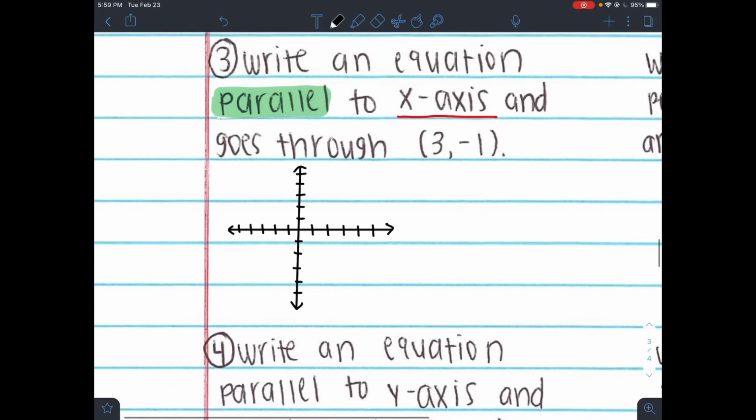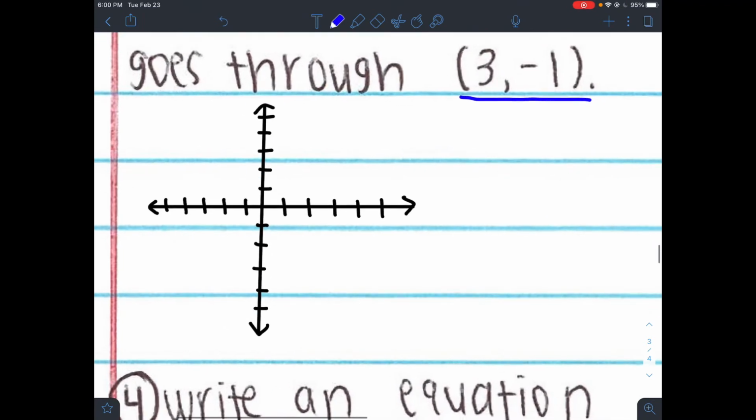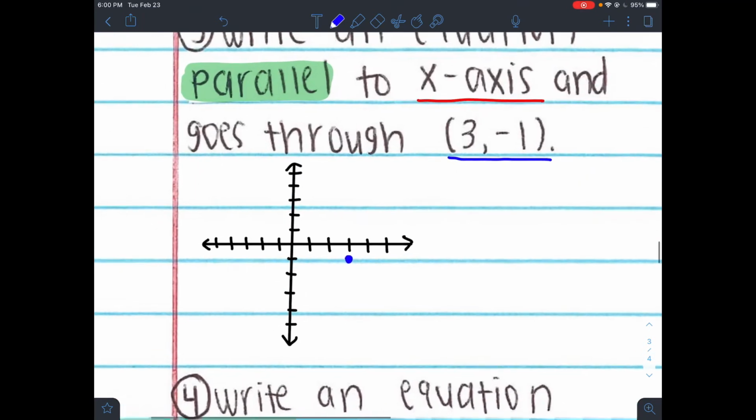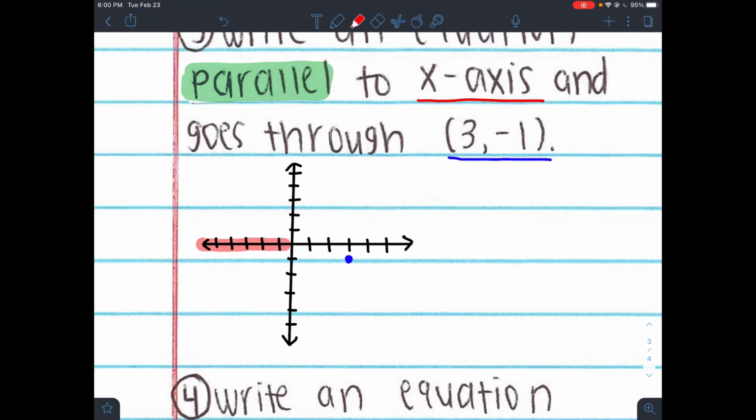All right, so we want it parallel to the x-axis, and we want it to go through the point 3, -1. So I'm going to go ahead and plot that point, 3, -1. Okay, so 3, -1 is going to be to the right 3, and then down 1, so it's going to be right here. And we want that parallel to the x-axis. So I'm going to highlight my x-axis here. My x-axis is right here. Now I want to create a line parallel to the x-axis, and it has to go through that blue point.